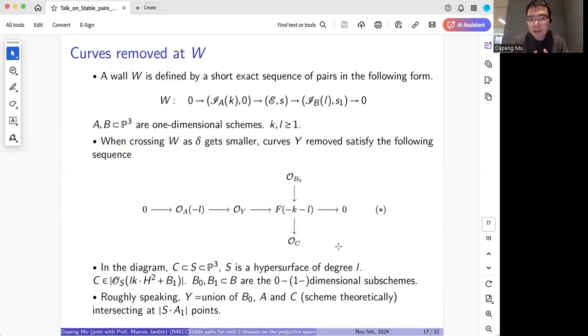And A and C intersect in this many points: S dot A1, where A1 is the one-dimensional component of A, a curve. S is a surface, you intersect, you get a bunch of points. So the length of these points is the number of intersections of A and C. I wrote in parentheses scheme theoretically, because it happens that the reduced schemes of A and C can be the same, but Y is the non-reduced one. So I also call it the scheme theoretic union. It contains the special case that Y is non-reduced.